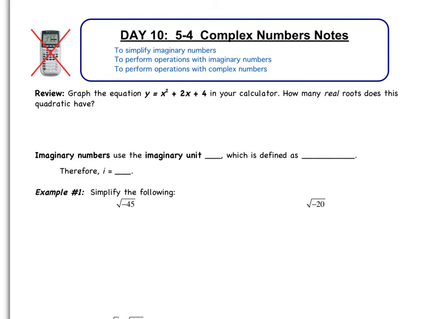Hello ladies and gentlemen, welcome to the Day 12 video, which covers section 5.4, complex numbers. We're going to be spending 2 days on this section. We have 3 objectives for today.